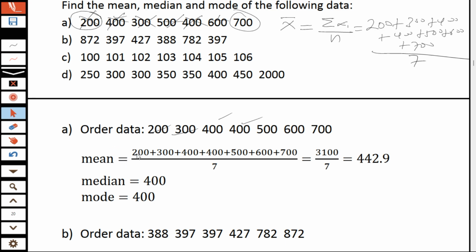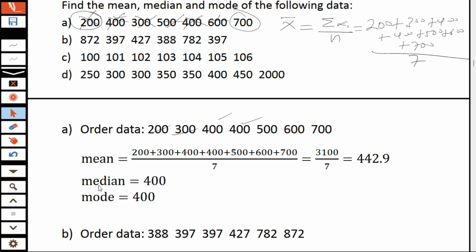So here we have the mean equal to 200 plus 300 plus 400 plus 400 plus 500 plus 600 plus 700 divided by 7. When you add everything, you are supposed to divide it by n, and our n is 7. When you add everything at the top here, you are supposed to get 3,100, divided by 7. Put this in your calculator and you are going to get 442.9. So our mean is 442.9. This is how one can find the mean. What about the median?